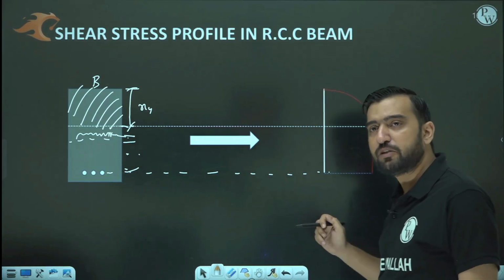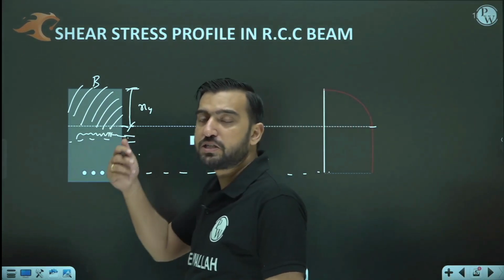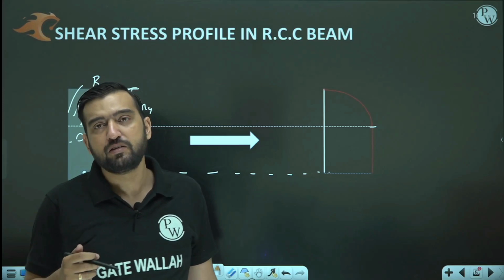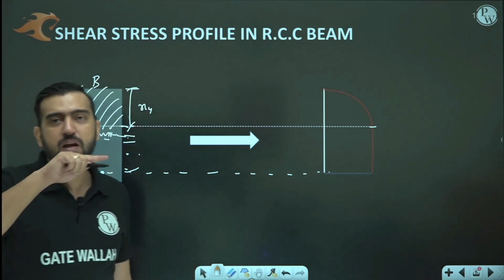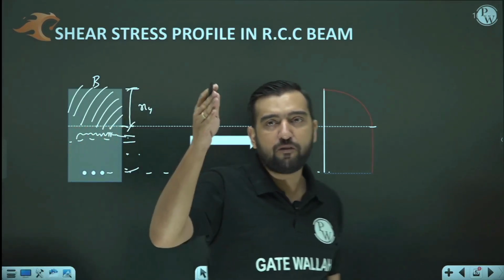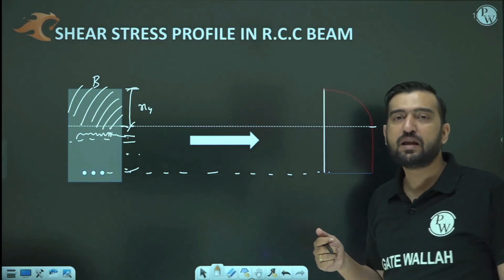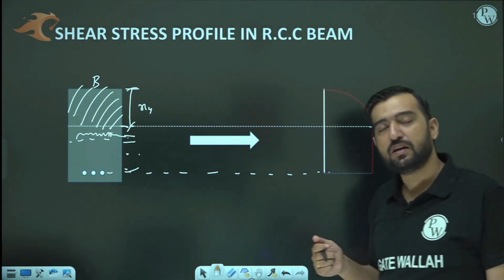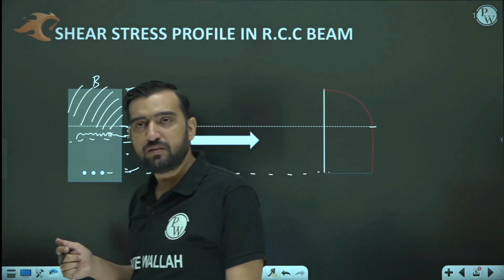So many times in questions they have asked, what is the actual shear stress profile in an RCC beam? Then the answer is, the graph is parabolic till the neutral axis. After that, it becomes constant till the CG of the tensile reinforcement, isn't it?